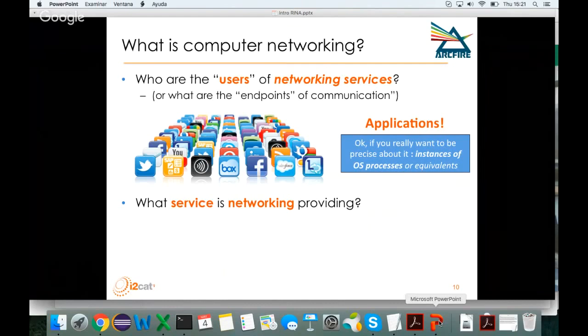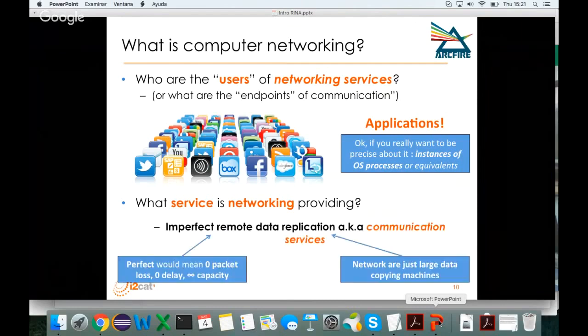So all networking is between applications, or if you want to be really precise about it, instances of OS processes or equivalents, right? Whatever the platform is, if it's a sensor, or a high-end server, even a router, anything that is using networking services is some form of an instance of an application. And what kind of service is networking providing? It enables distributed computation. So what it does is remote data replication.